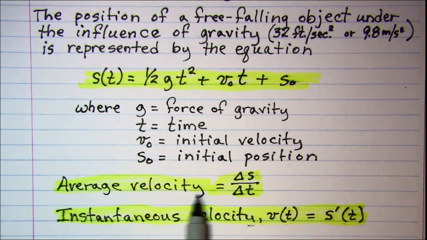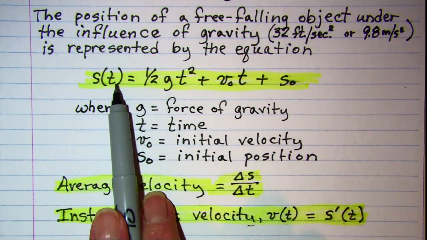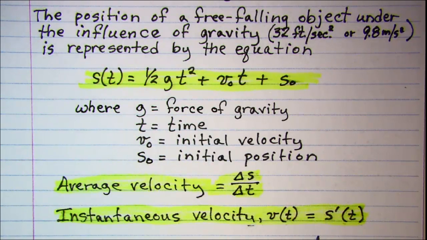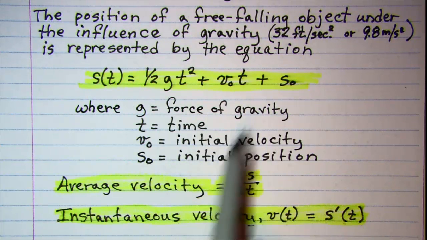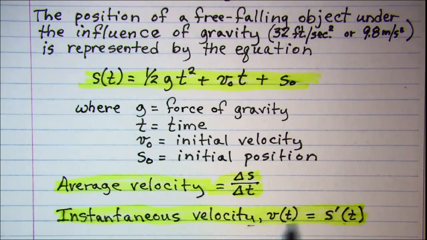Average velocity is given by the change in s over the change in t, and the instantaneous velocity, which we'll call v of t, is equal to the derivative of s of t, or the position function. So our position function is given here, and then our velocity function is the derivative of that.